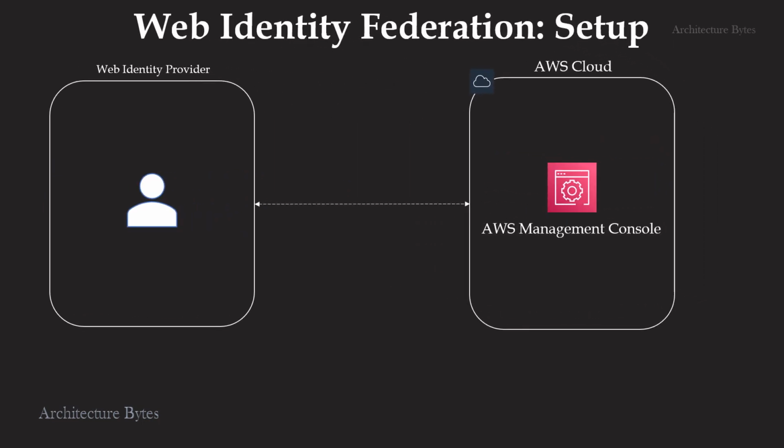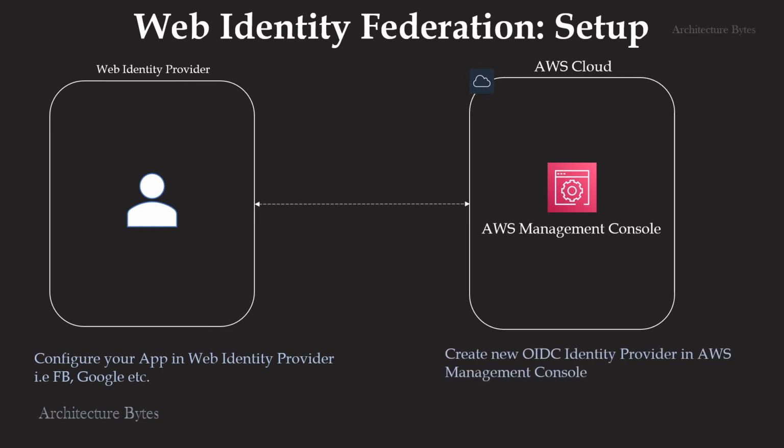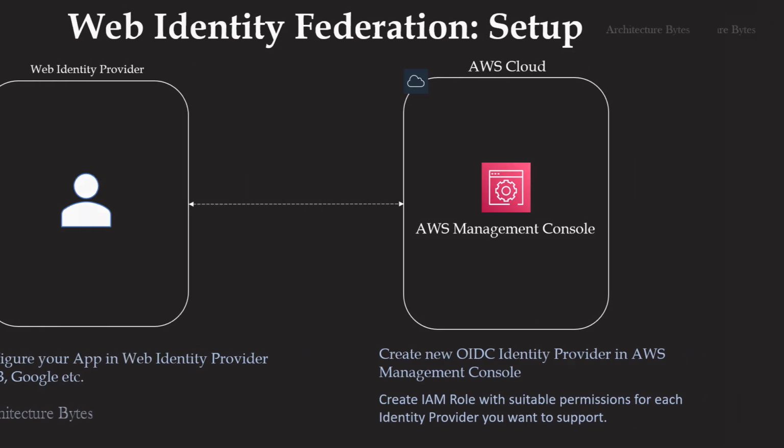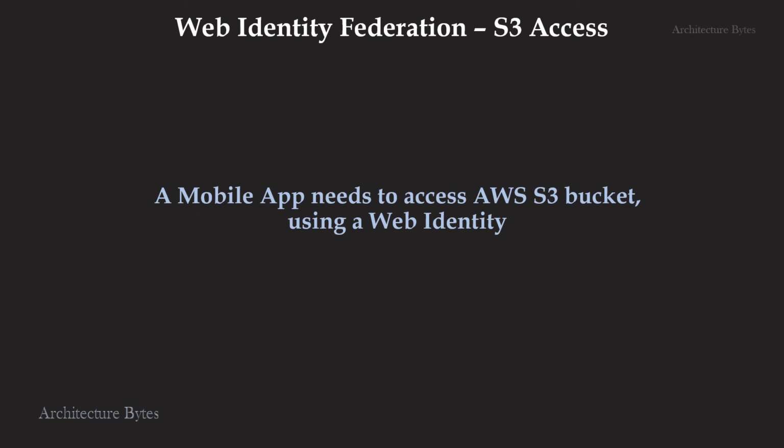To set this up, you configure your app in Web Identity Provider. Create OpenID Connect or OIDC Identity Provider in AWS Management Console. Create IAM role with suitable permissions for each identity provider that you want to support. In our example use case, a mobile application needs access to AWS S3 bucket using a web identity.